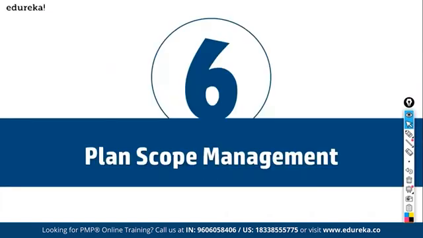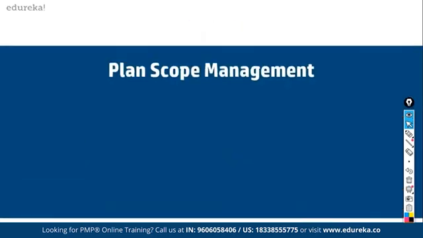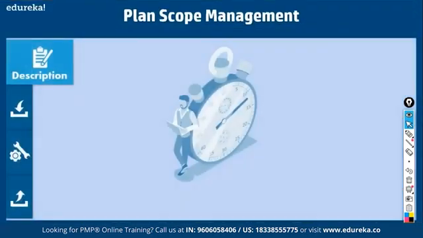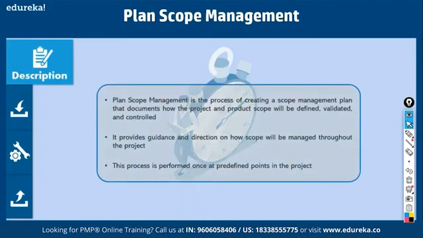So the first process is plan scope management. What do we do here? We come up with a scope management plan. So what is a scope management plan? Plan scope management is a process of creating a scope management plan that documents how the project and product scope will be defined, validated, and controlled. Define is how we define the scope, how we decide what features and functions it should support. Validation is how we get it accepted by the customer. So it provides you guidance on how to manage scope.